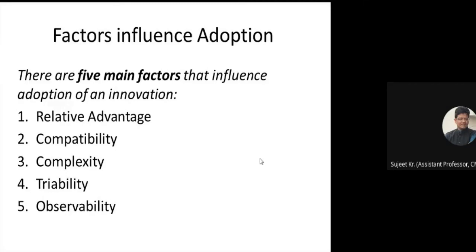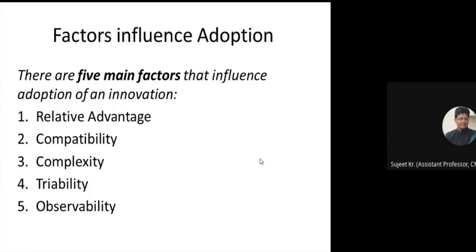Third is complexity. Complexity means that it must be easy to use, right? Suppose I'm asking you to do a certain thing and it is very complex. You are not able to understand it and you are not able to use it even, right? So complexity also affects adoption. If it is easy to use, people will start using it, right?